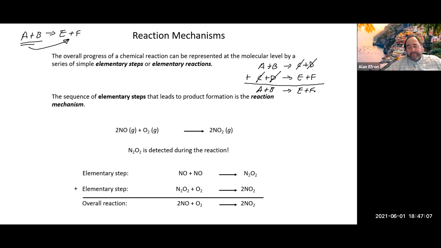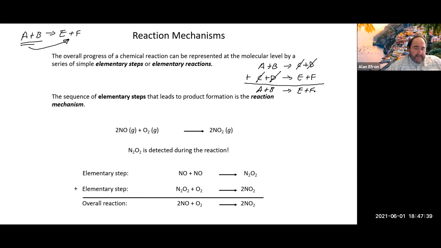And oftentimes we just look at the overall reaction, so we very subconsciously think it always just happens from reactants to products, but that's not always the case. That's where reaction mechanisms come into play. Reaction mechanisms are the individual steps that lead to a product being formed. These individual steps along the way are sometimes referred to as elementary steps.